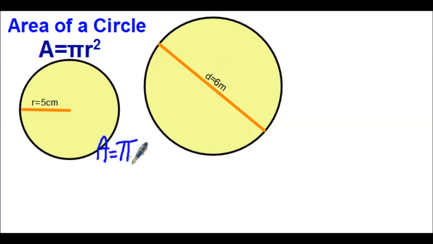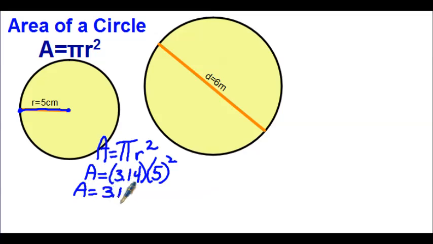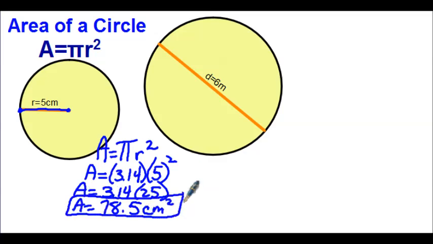Area of a circle. The formula for area of a circle is area equals pi times radius squared. So in this case, we typically use 3.14 for pi unless we're told otherwise. So multiply that times 5 squared gives us 78.5 square centimeters on the first circle.